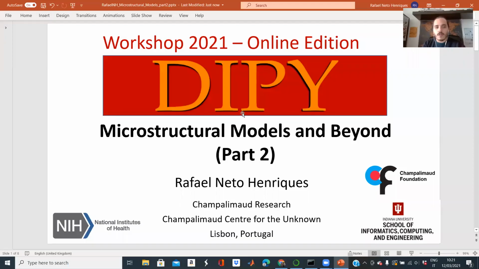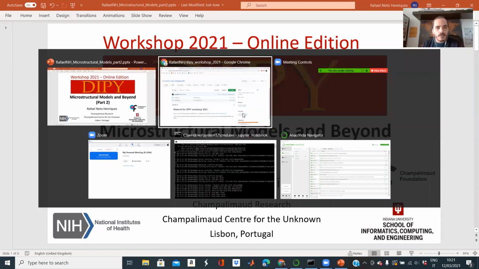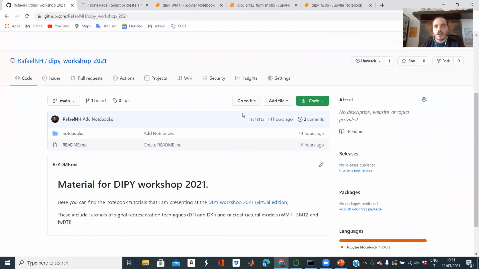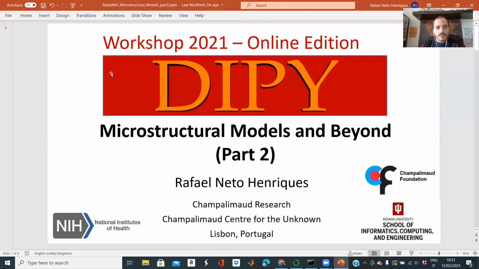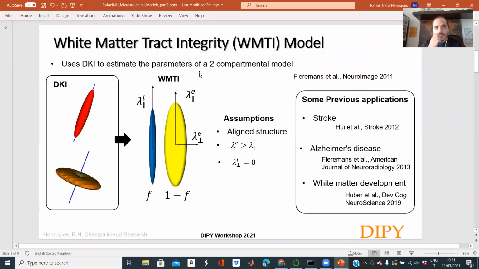In the second talk of microstructure models and beyond, I will be presenting some of the microstructure models that are implemented in Dipy and show the code and how to process it. So for this, I will show some of the tutorials that are available under my GitHub repository, Dipy Workshop 2021. Okay. So the first model that I will be talking about is the white matter tract integrity model.